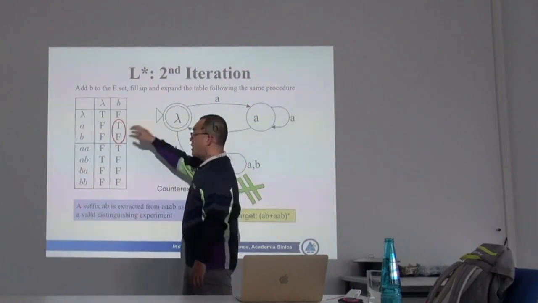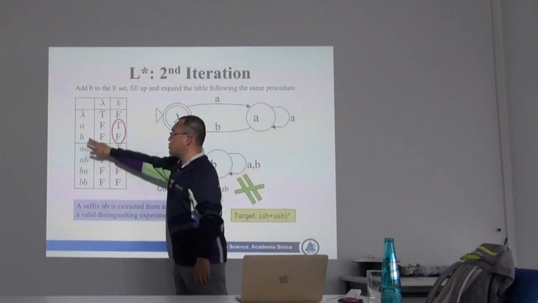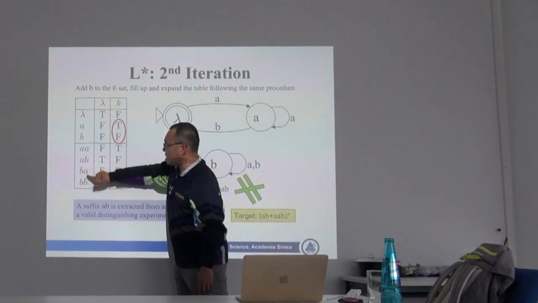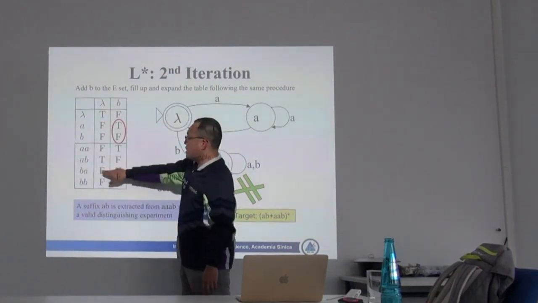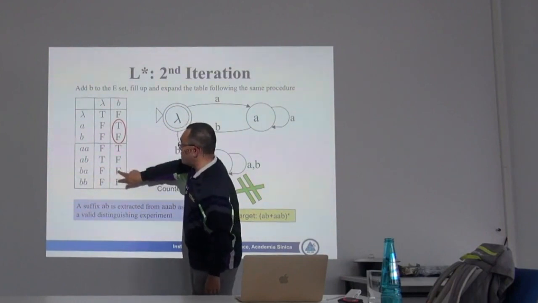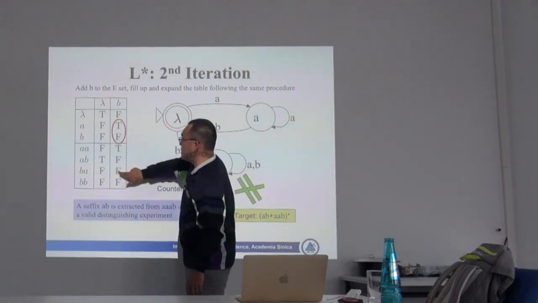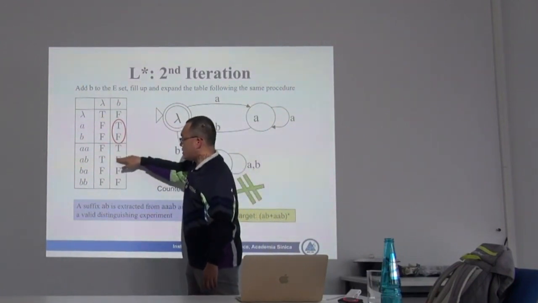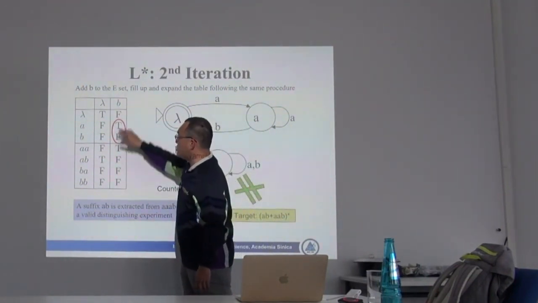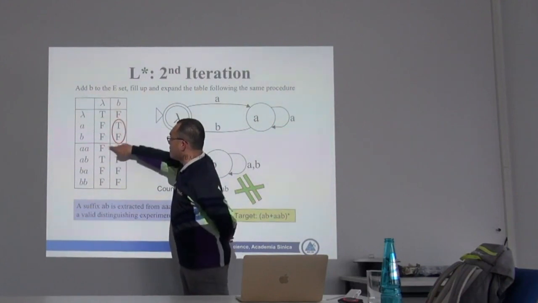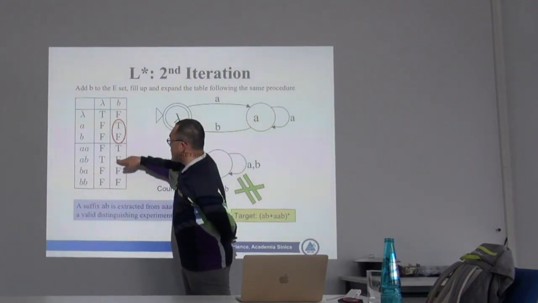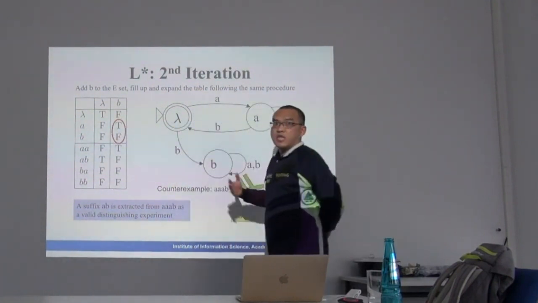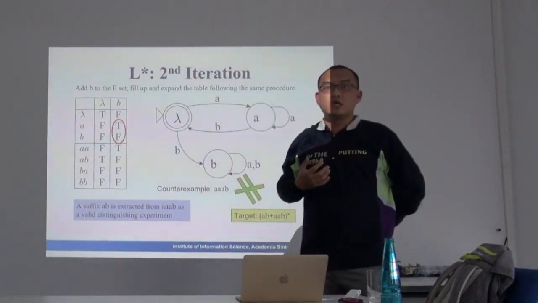So I discovered one more state, and I need to also check the next states of B. So I have BA and BB here. And again, I fill in the table using membership queries here. And this table is closed because for every row here, I have an equivalent row here. FT is here, TF is here, FF is here. So from this closed table, I can again construct another conjectural automaton.